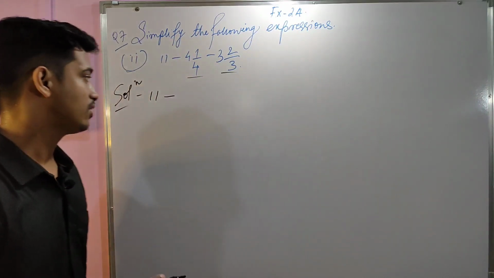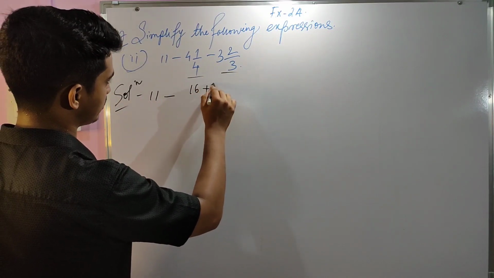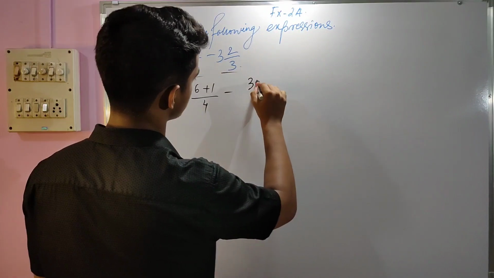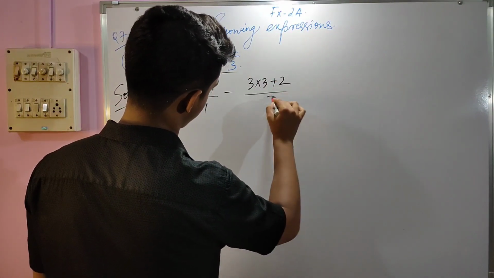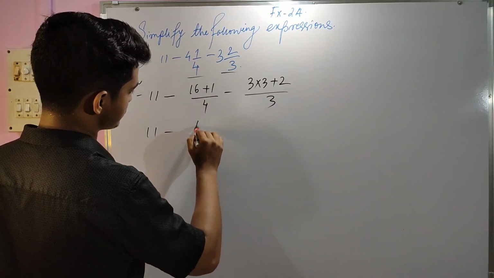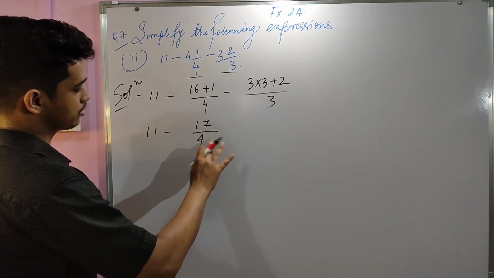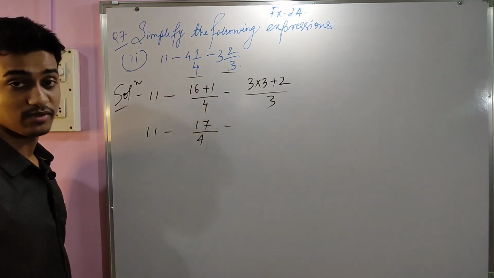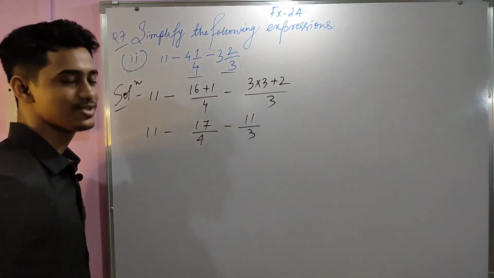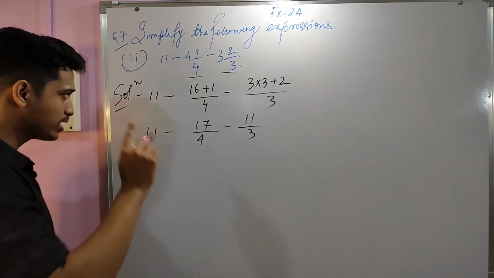For 4 1 by 4, what we have to do? 4 into 4, that is 16, 16 plus 1 by 4. And for 3 2 by 3, what we have to do? 3 into 3 plus 2 by 3, right? So 16 plus 1 is 17 by 4. 17 by 4 minus 3 into 3 is 9, 9 plus 2, that is 11. So 11 by 3.